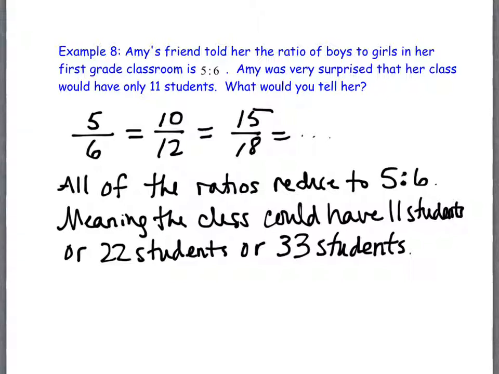And we could actually keep increasing. We could talk about this being 44 or 55 or 66 because that would be the additional ratios beyond here that are equal to the ones that we have. Okay? Does that make sense to everyone? All right.